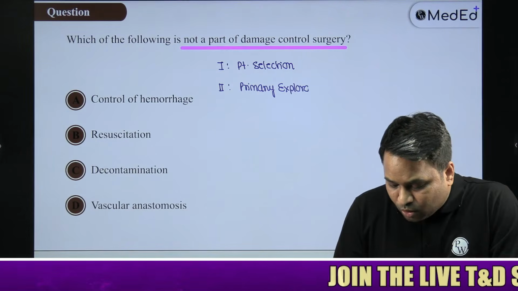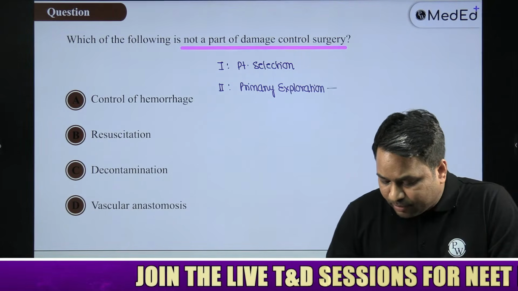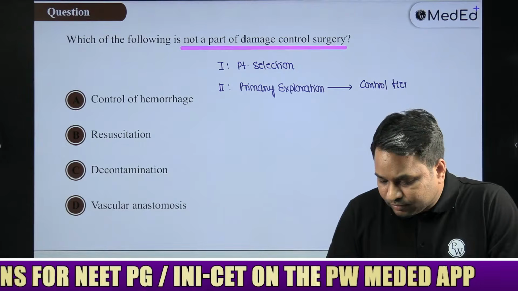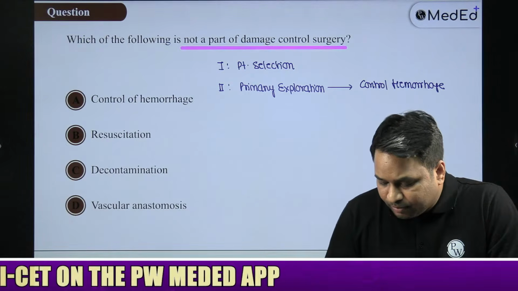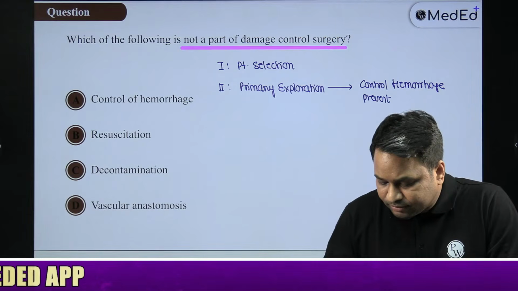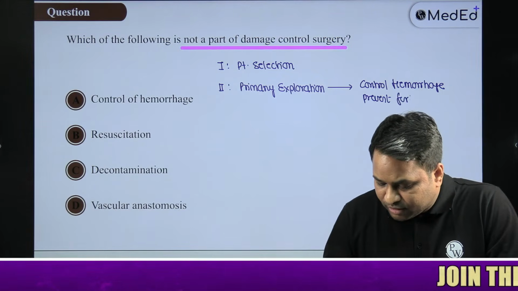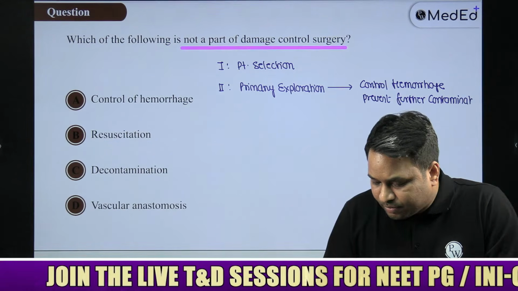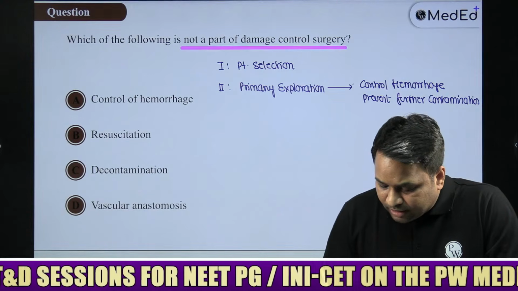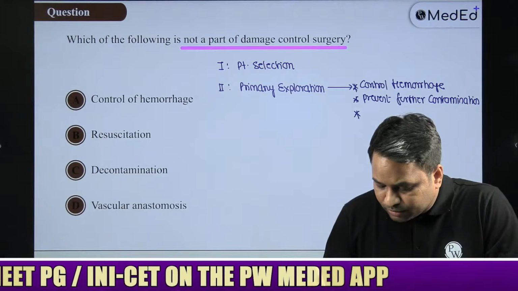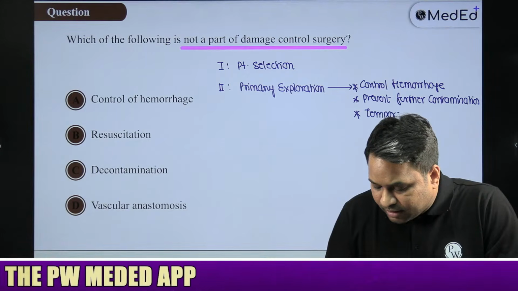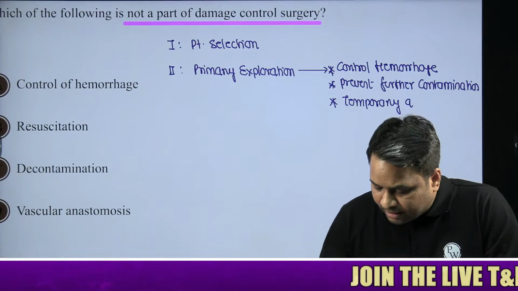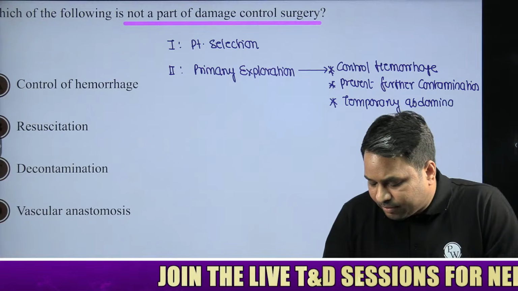Now, what is the goal for primary exploration? Whenever you're doing a primary exploration, the goal is very simple. It is to control hemorrhage, prevent further contamination, and temporary abdominal closure.